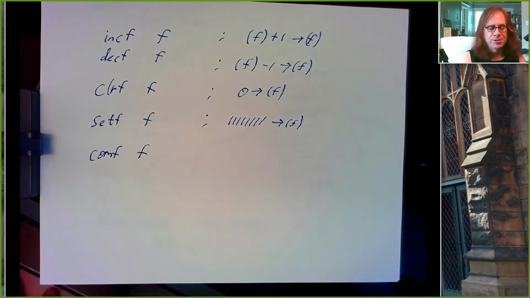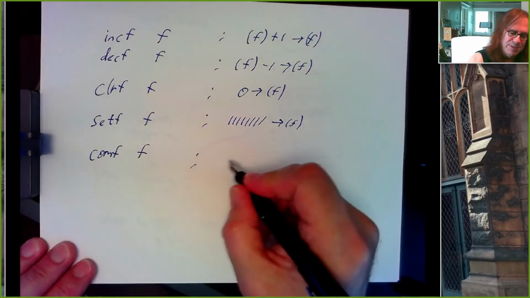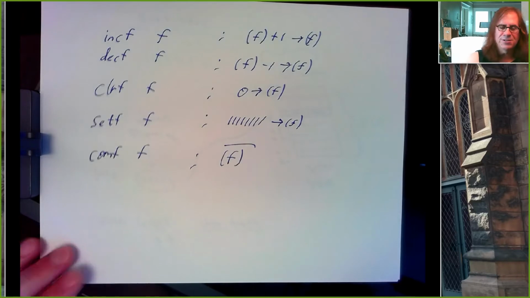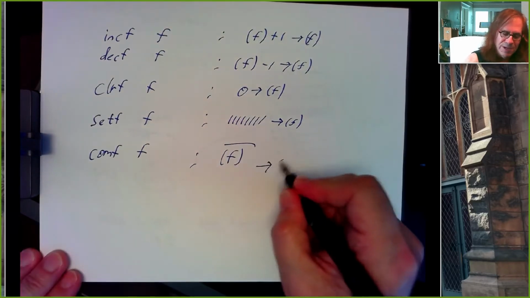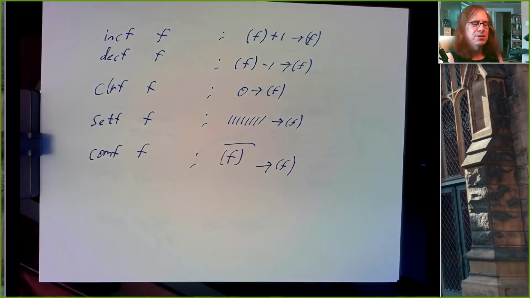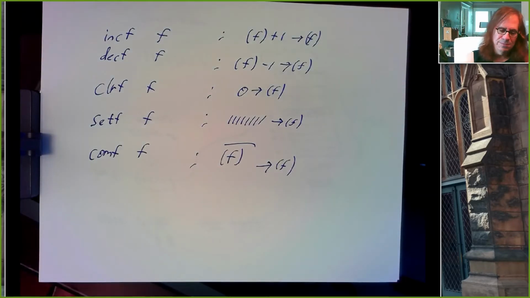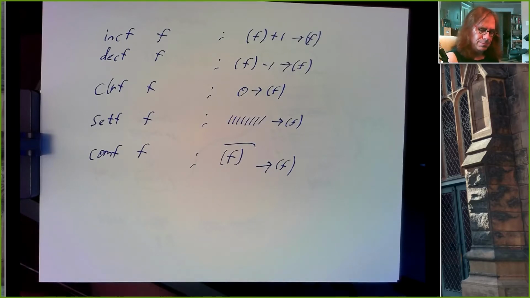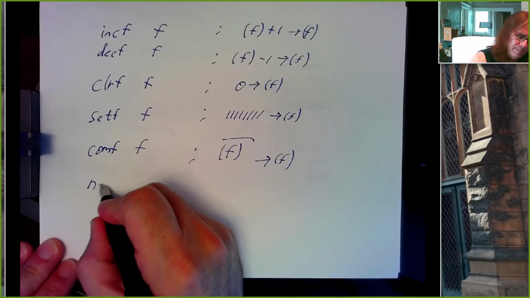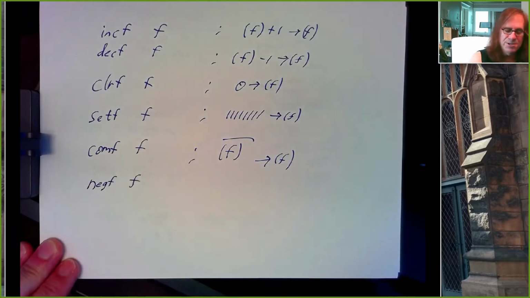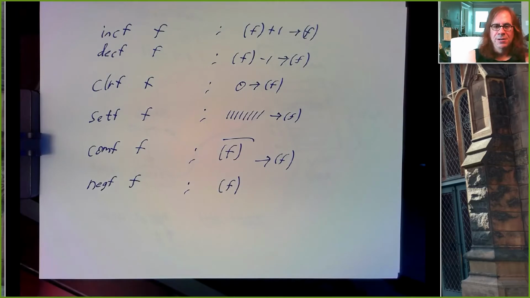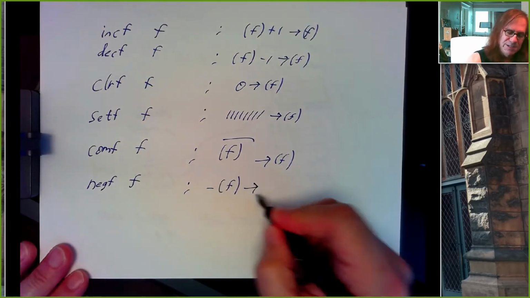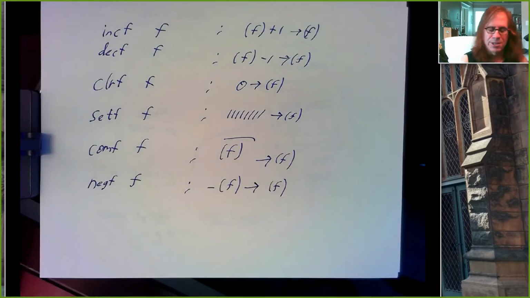There's a complement instruction, complement file register F, which means read the contents of that file register, complement each bit, change zeros to ones, ones to zeros, and then load that back into the contents of the file register. And then there's negate file register F, which says pretend that F contains a 2's complement decimal number. Take the negative of that number and load that into F.